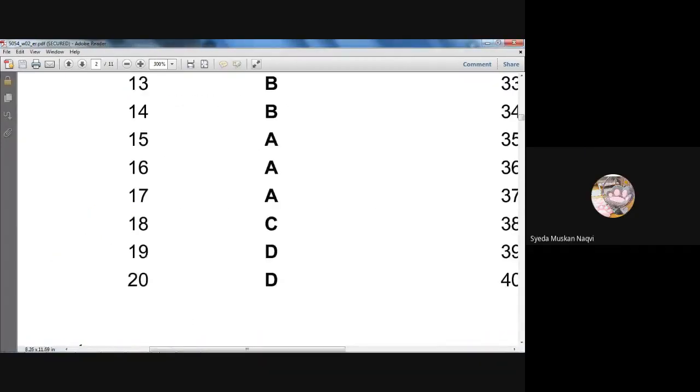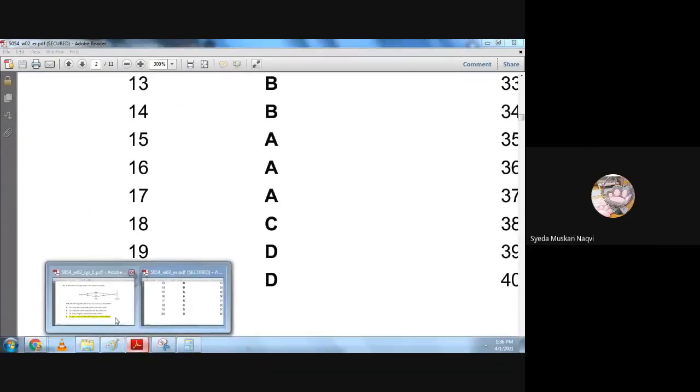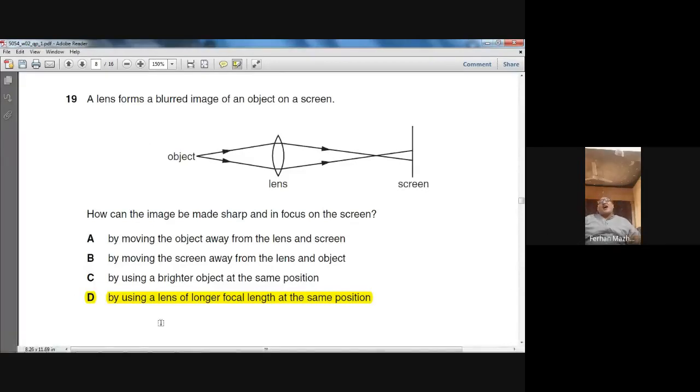Sir, I didn't understand this question. Look, they are focusing here, but they should be focusing on the screen. He says by moving the object away from the lens and the screen. If you move the object backward, this point where the lines are intersecting will move towards the lens, not towards the screen. So this will not work.